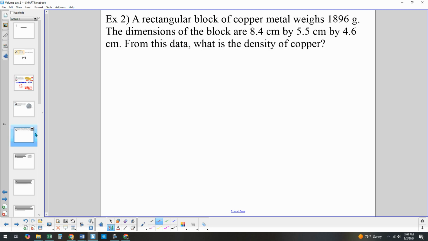All right, example 2. A rectangular block of copper metal weighs 1,896 grams. The dimensions of the block are given. From this data, what is the density of copper? So we know that density is equal to mass divided by volume. So I know the mass, I know the weight is 1896 grams. So I have to divide it by the volume, which I don't know yet. But it is a rectangular prism, so we could find the volume by doing length times width times height.